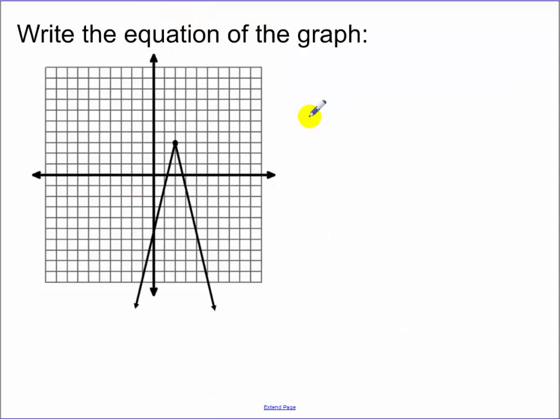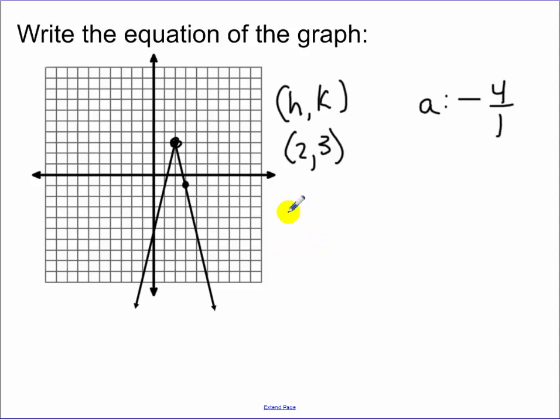Okay, now writing the equation. You need to figure out your h and your k. So our h is 2, our k is 3. Now you need to figure out the a, or the slopes of both sides. We know a is negative because it opens down. Now count out your slope from one point to another: down 1, 2, 3, 4 over 1.